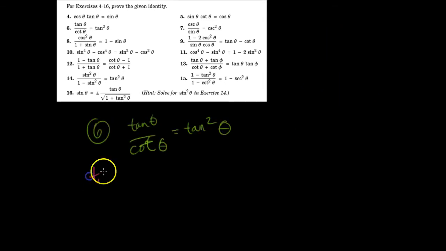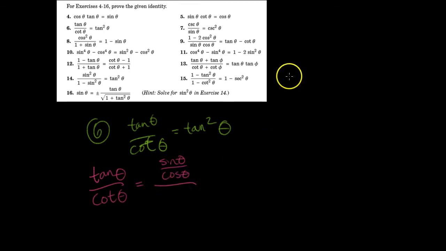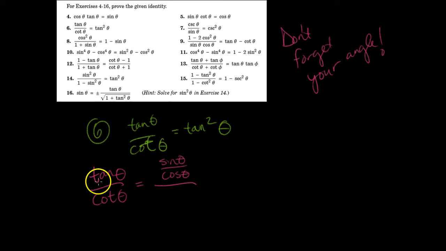So I'm going to start with the left-hand side. I'm going to write the original thing, the left-hand side first, and I want you guys to do that. And then by definition, I'm going to say that tangent of theta is equal to sine theta over cosine theta. When you're doing these proofs, do not forget your angle, because tangent must live with an angle. Any kind of trig function has to have an angle. If you just write sine over cosine, it has no significance.